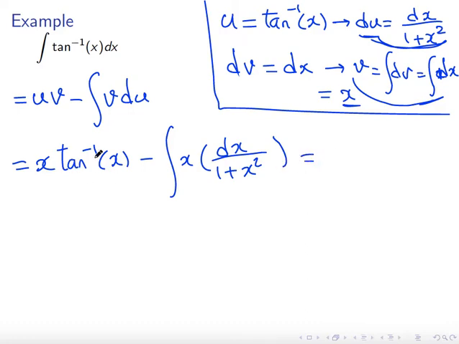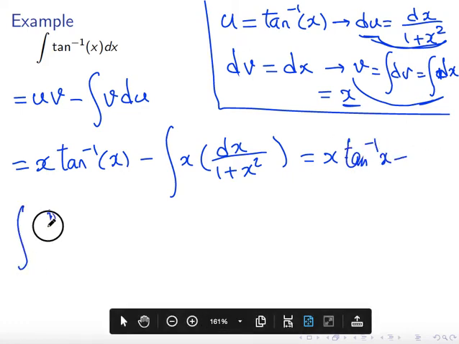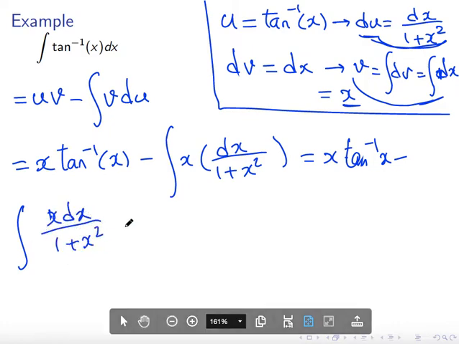Now x tangent inverse of x, we don't have any problem with it, but we have another integral. So if I rewrite this in a nicer way, it's x tangent inverse of x minus the integral of x dx divided by 1 plus x squared. Now we need to figure out this integral of x dx over 1 plus x squared, which is very easy to figure out. This time we're going to use the substitution method.